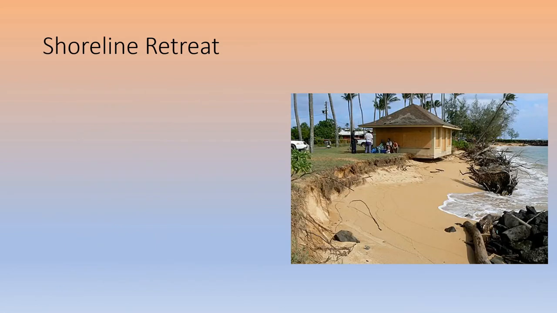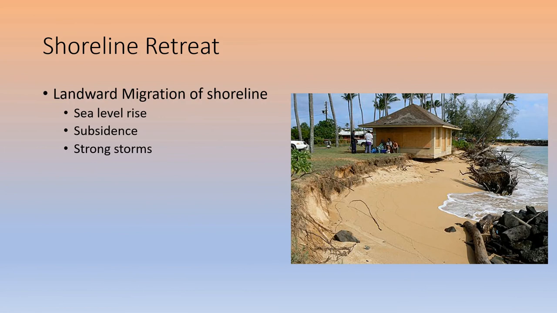Another big issue is shoreline retreat, right? And this is the landward migration of the shoreline due to one of several things. Strong storms can cause this, yes, and that's likely what caused it here in this picture. Looks like all of this beach got eroded out during one storm. However, it can also be caused by sea level rise or subsidence. So either the water comes up or the land goes down, basically, right?